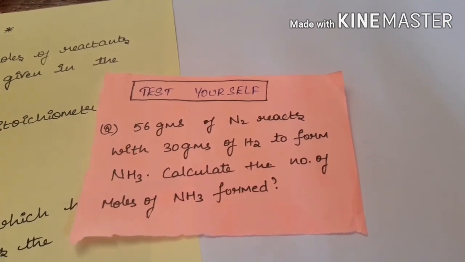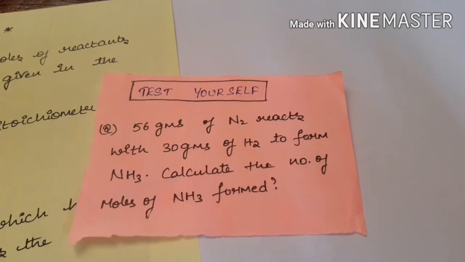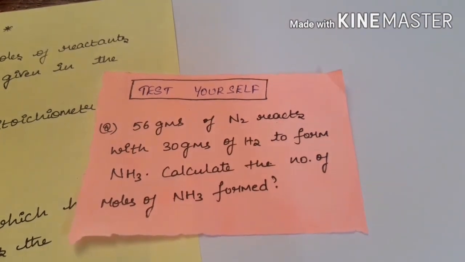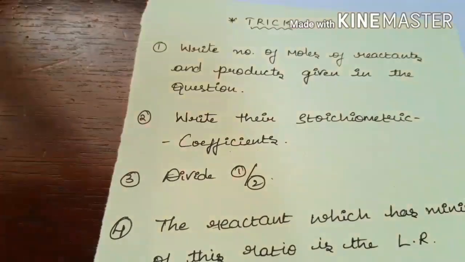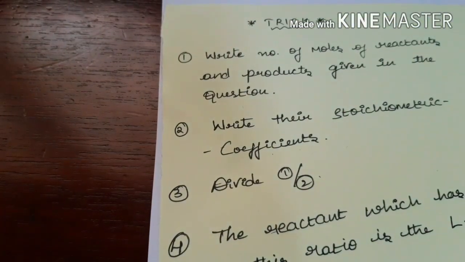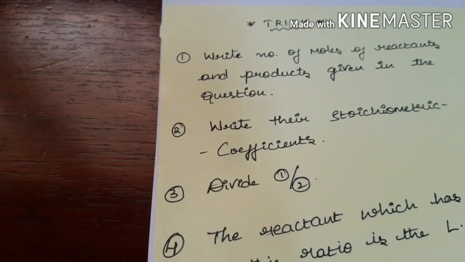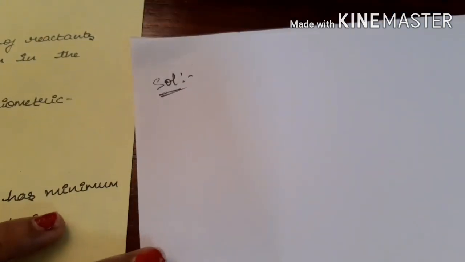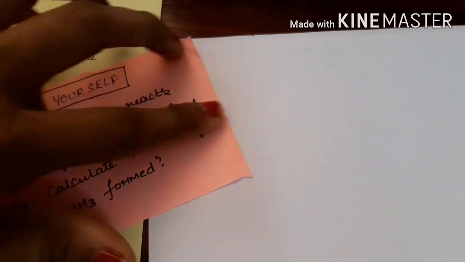I have already told you about the limiting reagent tricks and, in part 1, some sample questions also. By using those tricks we can solve this question very easily. In this question the number of moles is not given, only weight is given. But the first trick is to write the number of moles of reactants and products given in the question. We are not having any number of moles, so we have to find the number of moles first.